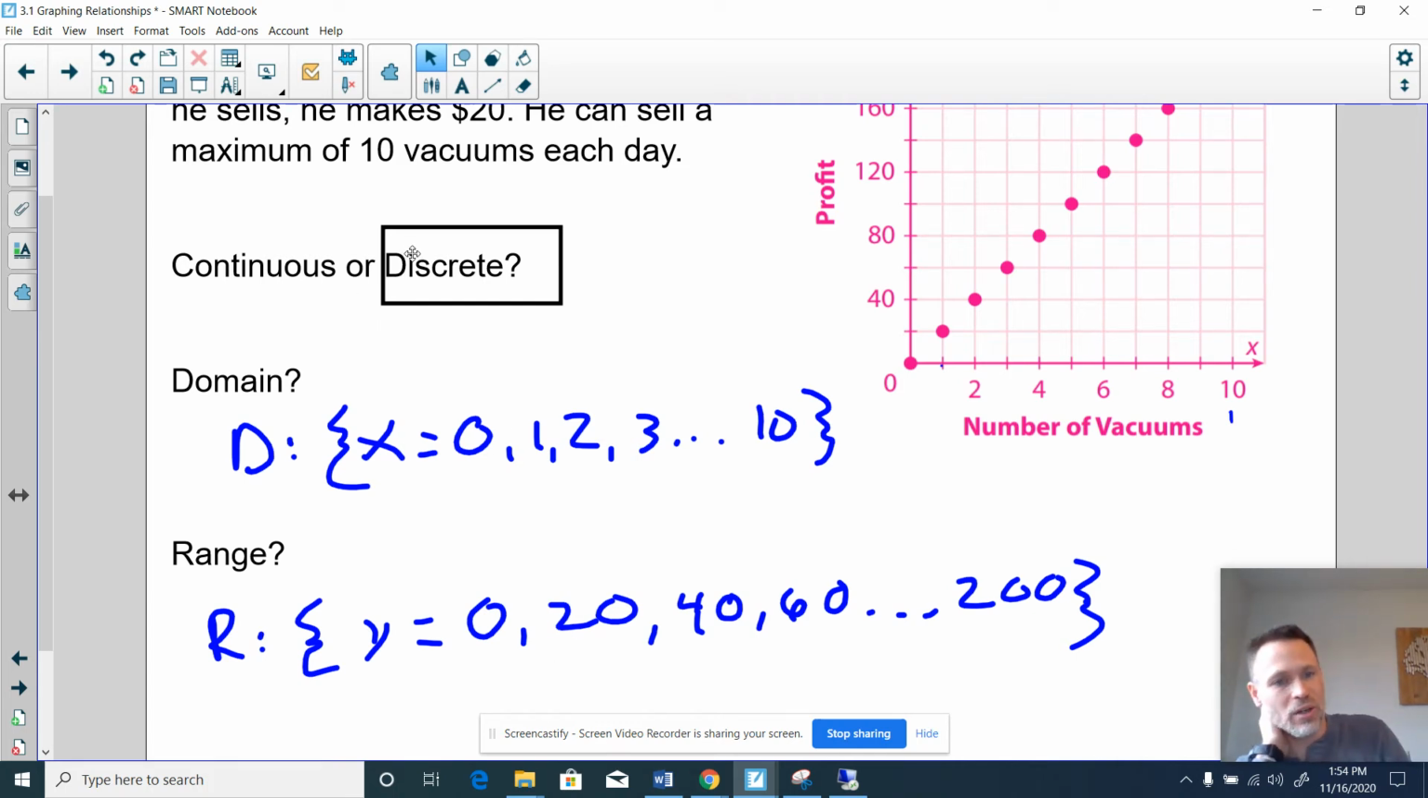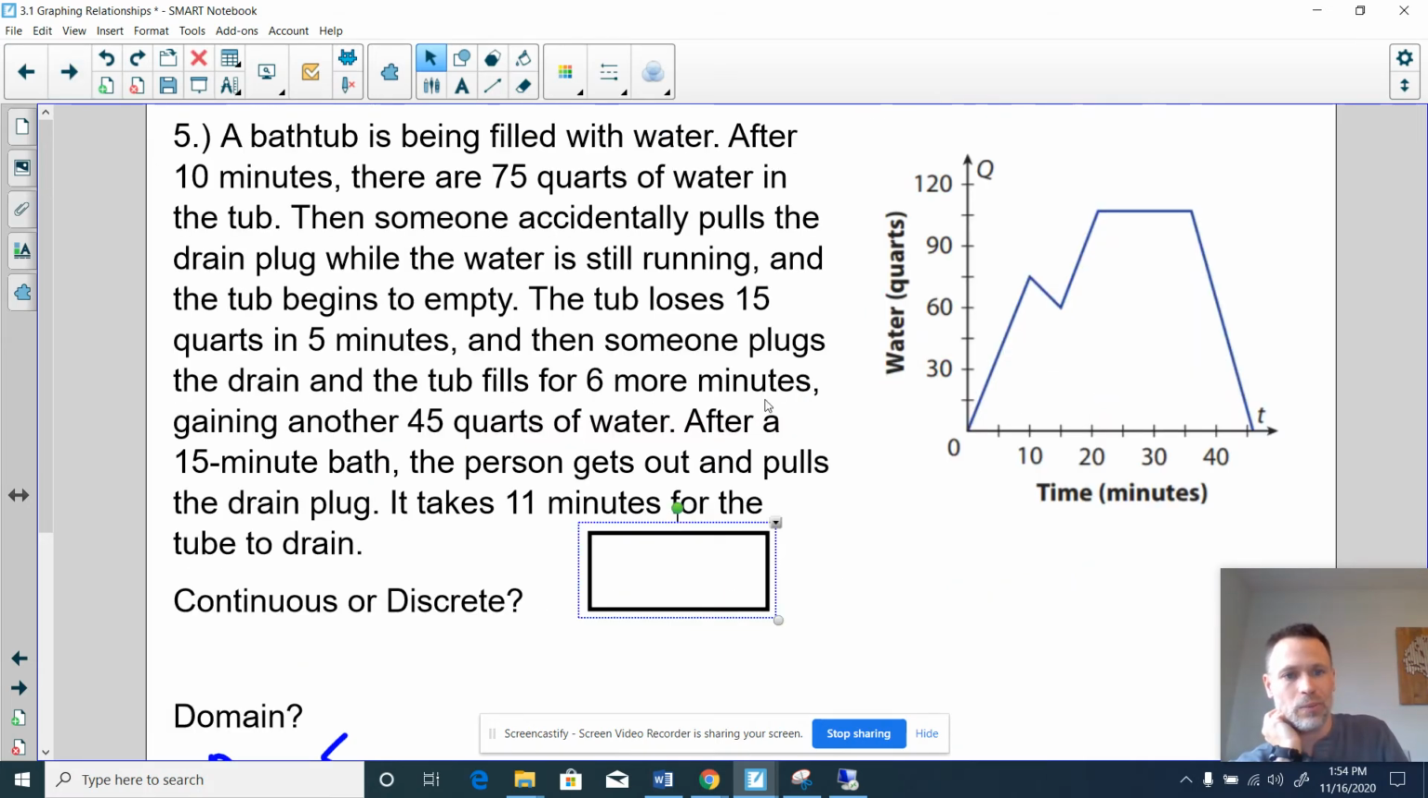So again, discrete graphs are unconnected points. And when you write your domain and range, we only write individual values, and we can take advantage of the pattern if we need to.